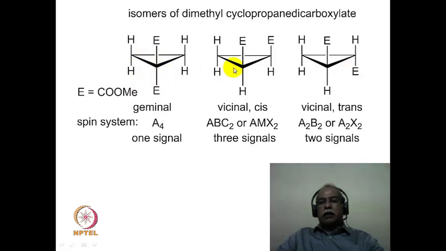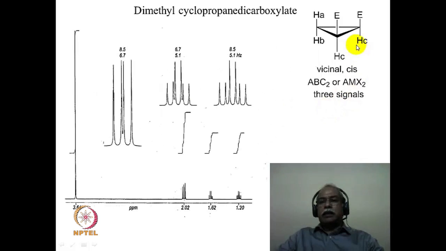In all the three isomers, the methyl of the ester would appear only as a singlet because the ester groups are identical in all the three structures of these isomers. So, the conclusion is that it is the cis isomer which is responsible for the three signals that you are seeing as multiplets. Now, let us try to interpret the multiplicity of this particular spectrum.